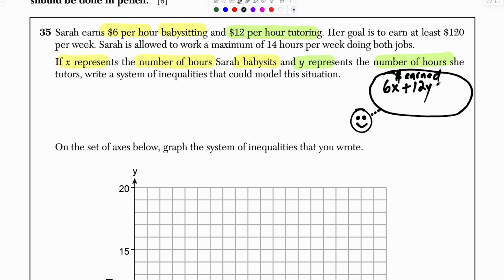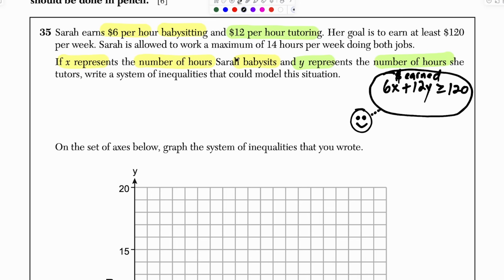So that means she needs to earn greater than or equal to $120. If we put a less than here, that wouldn't make sense because her money earned would be less than 120. She wants to earn at least 120, which means greater than or equal to. So that's why I really take my time thinking about this before I actually write something down.